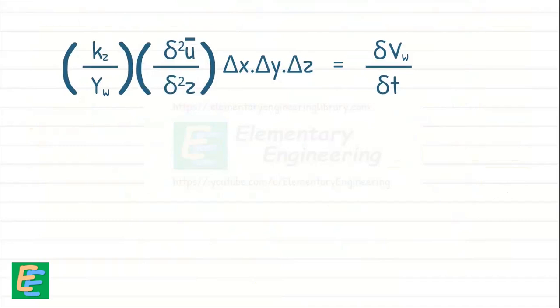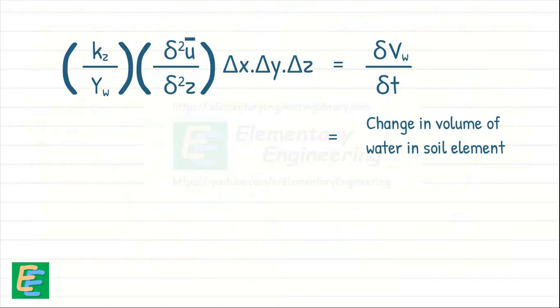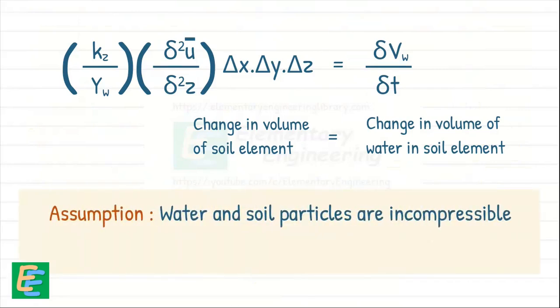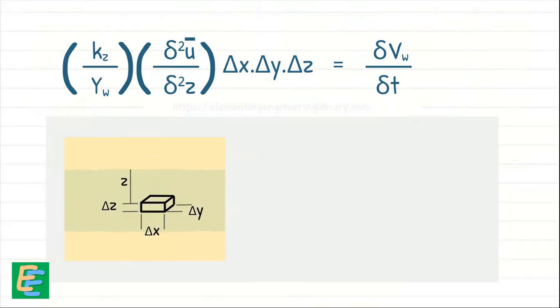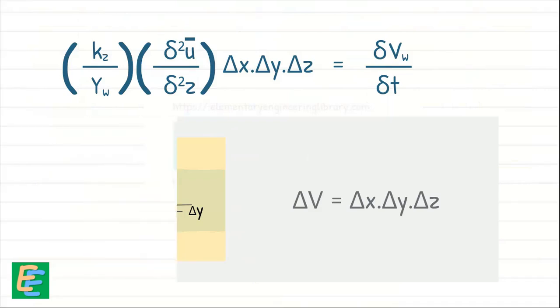Then for the right-hand side, which represents the change in the amount of water in the soil element, we should note that change in volume of soil element is actually the change in volume of water, as solids are assumed incompressible and consolidation occurs only because of the water escaping the soil element. In our case, volume of soil element is delta V equal to delta X, delta Y, delta Z. Hence, we can write change in volume of soil element as this.